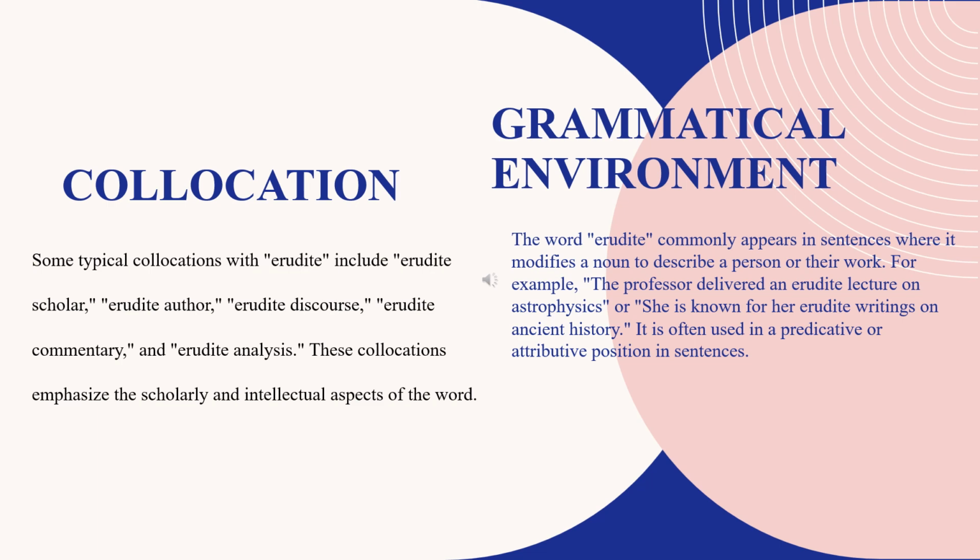And from the grammatical environment point of view, the word erudite commonly appears in sentences where it modifies a noun to describe a person or their work. For example, the professor delivered an erudite lecture on astrophysics, or she is known for her erudite writing on ancient history. It is often used in a predicative or attributive position in a sentence.